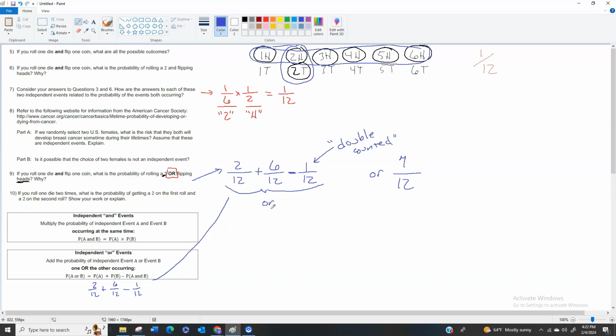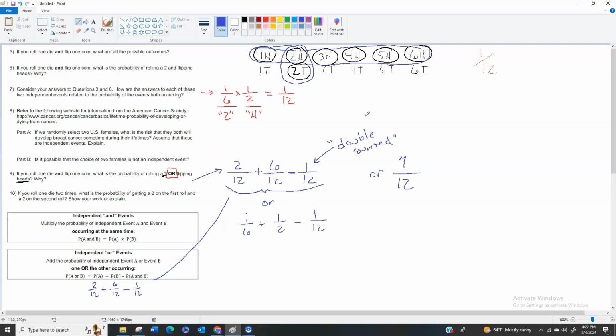You could write it as 1/6 plus 1/2 minus 1/12. I think that gets a little bit more confusing because you have different denominators. I think it's easier to think of the common denominator first if you are going to use the formula.